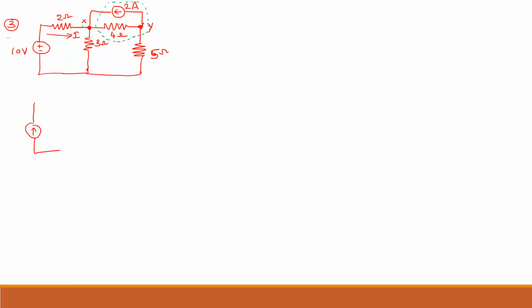Why do we have to mark, sir? Because when the current direction is upward or downward, we can easily recognize it. But if it is left side or right side, we will get confused. That's why you just mark the X and Y points, so that it will be easy for you to draw the final equivalent circuit. So I have one 2 ampere current source and a 4 ohm resistor.